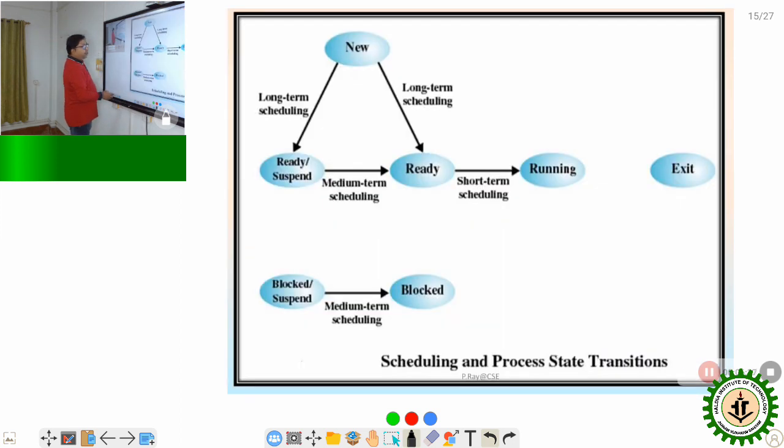Now, if you look at this diagram again, you will observe the mid-term scheduler is positioned here. That means from the ready suspend state to the ready state, or from the block suspend state to the block state, in this portion we have the mid-term or medium-term scheduler.